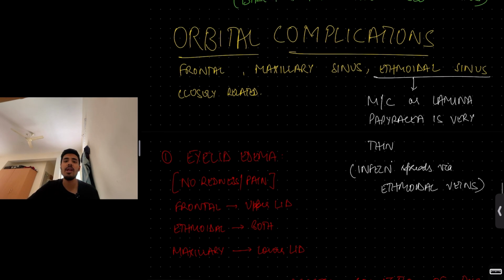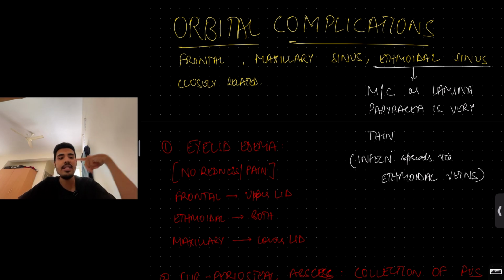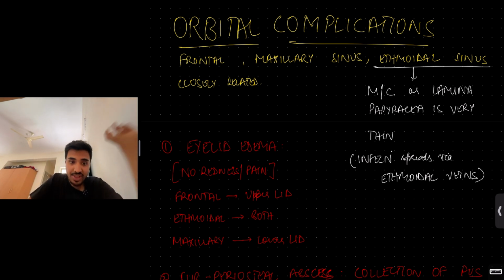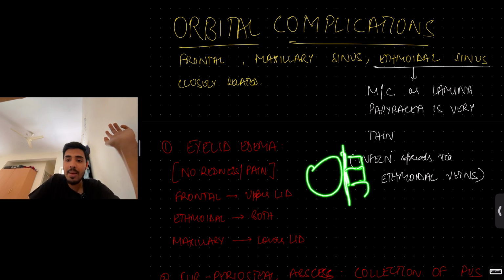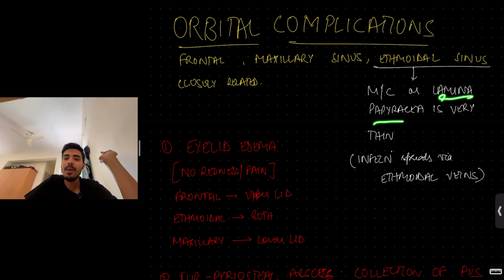Then coming to a 5-mark question, orbital complications. Basically, which sinuses are closely related to the orbit? You have the frontal sinus, the maxillary sinus, and the ethmoid sinus. The ethmoid sinus has the highest risk of orbital complications because it is separated from the orbit by a very, very thin papery bone known as lamina papyracea. So straight away from the ethmoid sinus, it can enter the orbit. Via the ethmoidal veins, it can spread to the orbit.